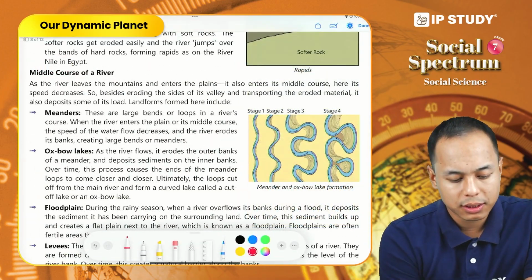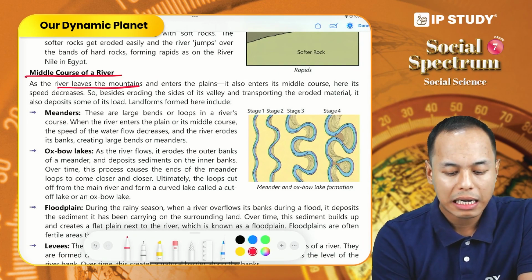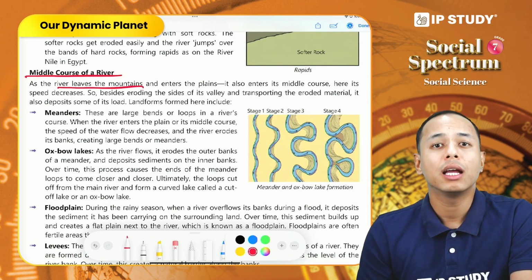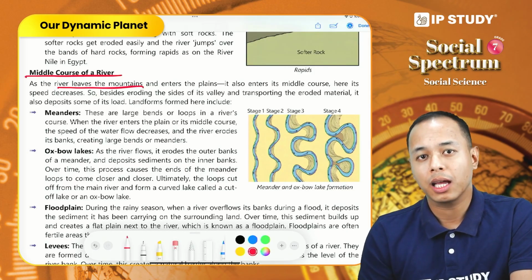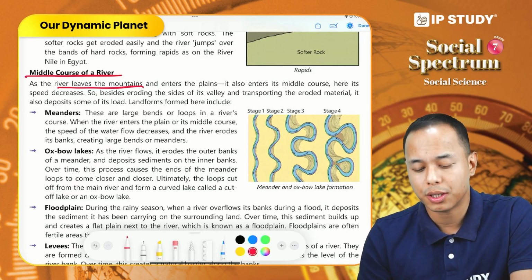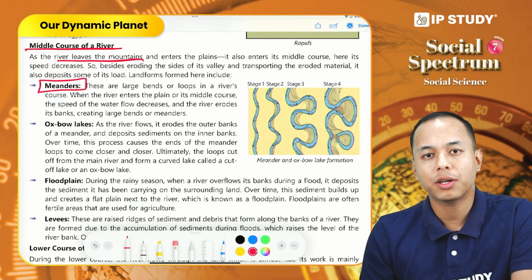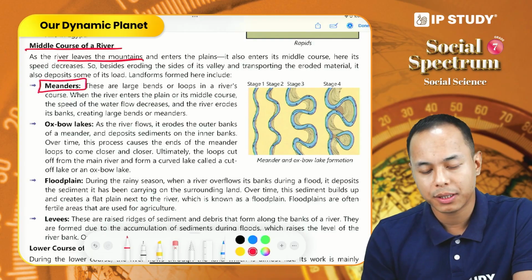So now let us discuss the middle course of the river. Once the river leaves the mountains and enters the plain, its velocity decreases. And here the main work of the river is erosion as well as transportation. So the first landform it creates is meanders. Meanders we can see here in the picture.